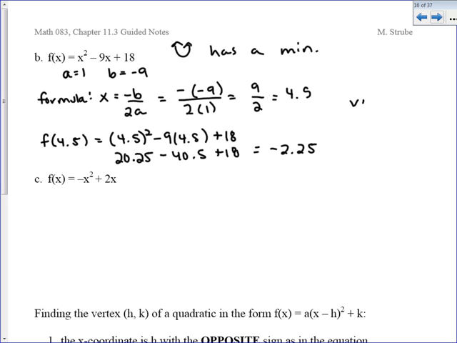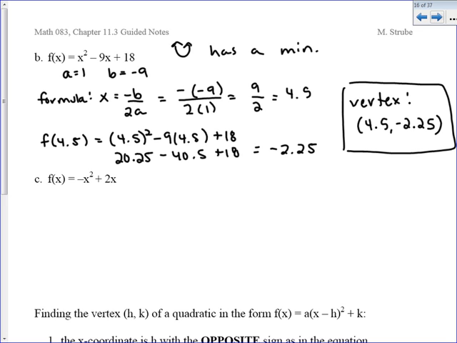So my vertex we write as a point. That's the point 4.5, -2.25. And that is the minimum of this graph. You never get below that value. Yes, because the first number you get is always x, and in an ordered pair, x always comes first. In our ordered pair, we go x and then y. So the formula gets you x, and then substituting back in gets you y.